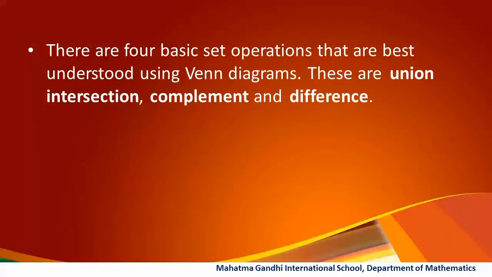There are four basic set operations that are best understood using this Venn diagram. These are the intersection, union, complement and difference. Now we are going to discuss all these operations one by one. First let us discuss the union of two sets.